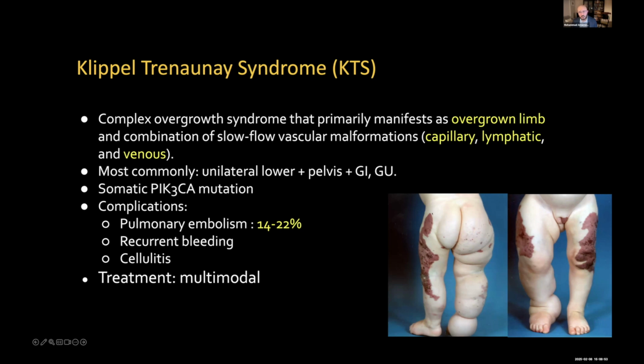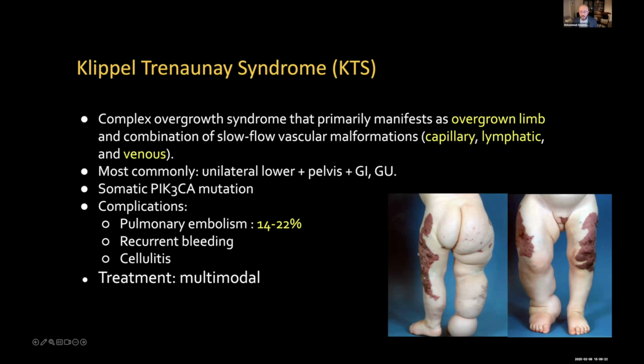So with Klippel-Trenaunay, you get several manifestations. You get typically a lower extremity, could be unilateral or bilateral, plus or minus pelvic or GI or GU involvement when it goes up to the pelvis. The problem with Klippel-Trenaunay is that it can cause pulmonary embolism if you have an untreated marginal or sciatic vein, and these can be fatal, and it can present in about 15 to 22%.